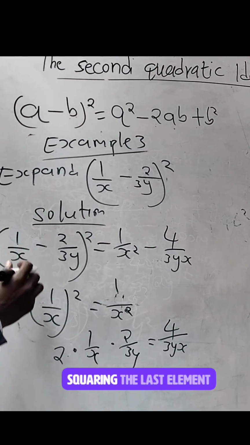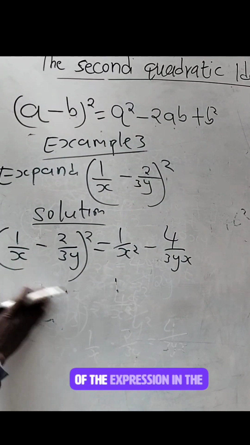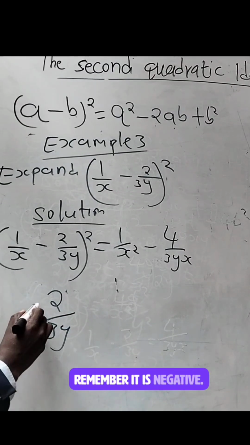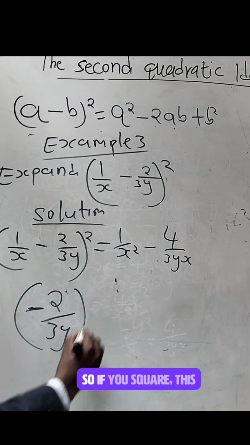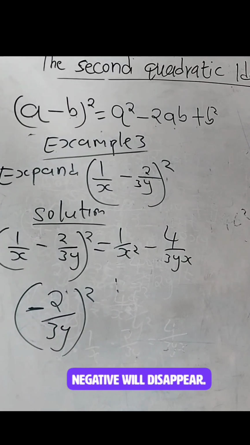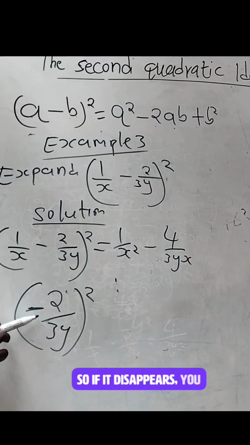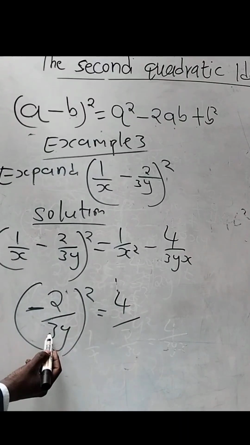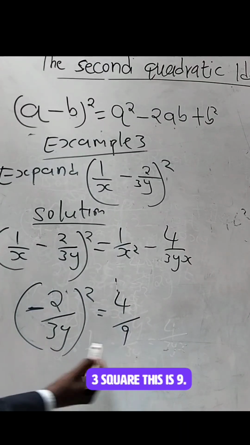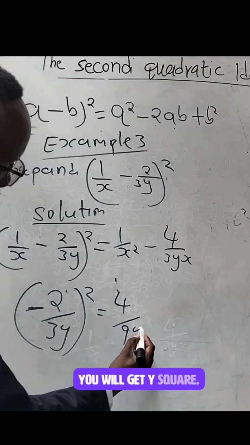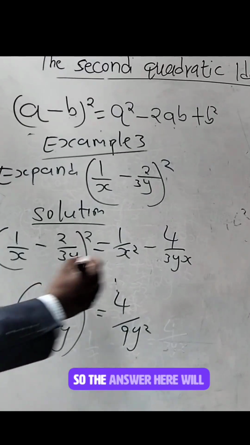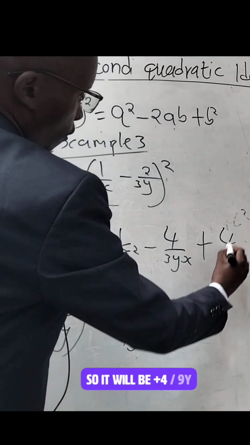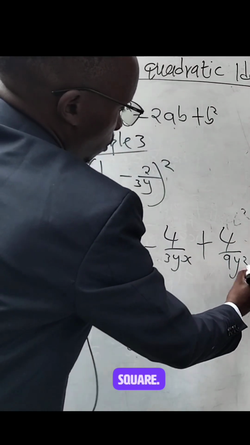The last step is squaring the last element in the bracket. That is 2 over 3y. Remember, it is negative. So if you square, this negative will disappear, and you will have a positive answer here. So 2 square is 4 over 3 square, this is 9, y, if you square y, you will get y square. So the answer here will be plus 4 over 9y square.